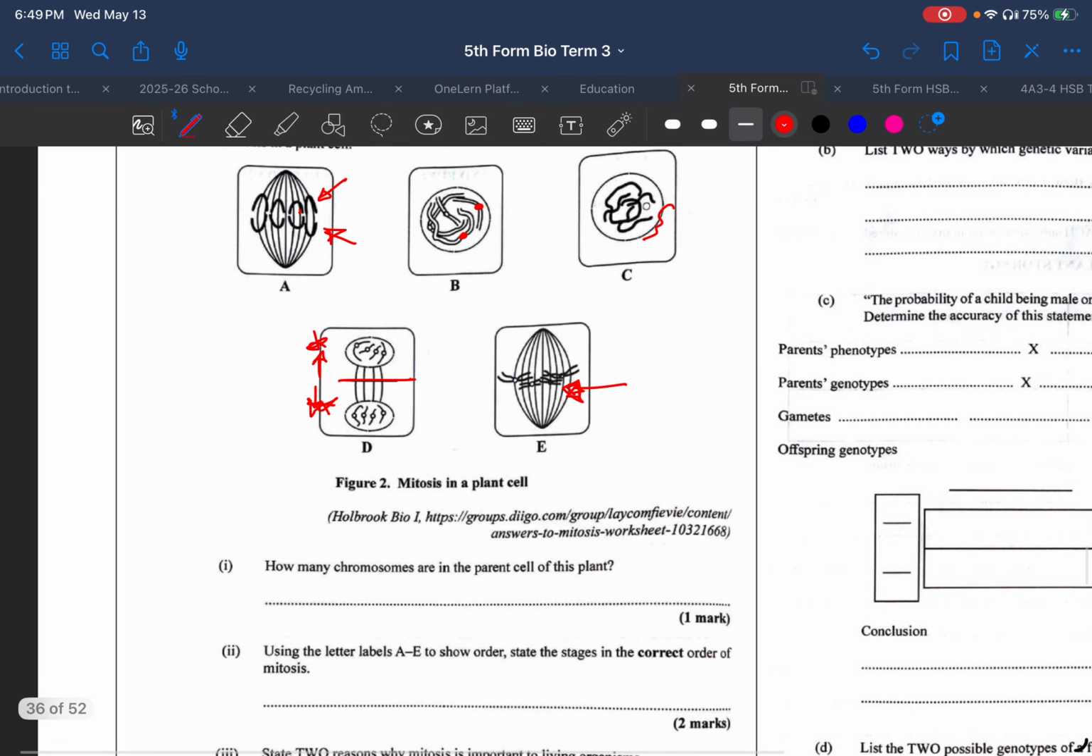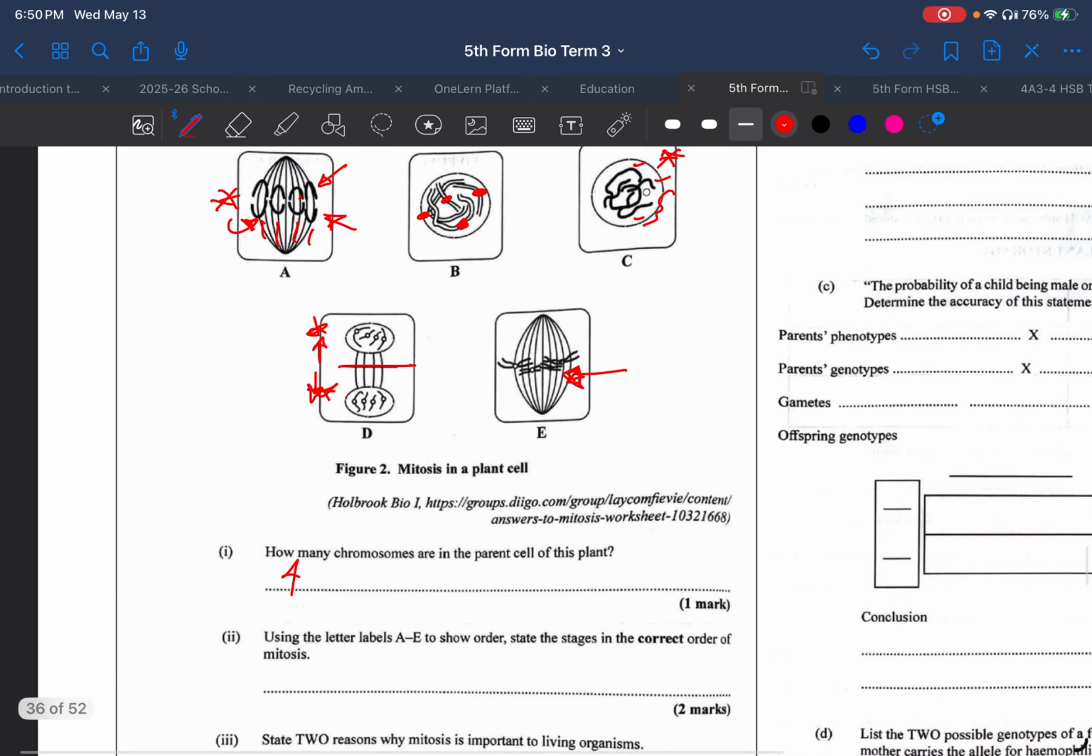First of all, it asks how many chromosomes are in the parent cell of this plant. Now we can count either this one, whichever one looks easier for us to count. Let's see, 1, 2, 3. So that one is not easy to count. So let's count this one over here. 1, 2, 3, 4. And we can confirm that by looking at this one, pulling those sister chromatids apart. And it's 1, 2, 3, 4. So we could safely write 4 in the parent cell.